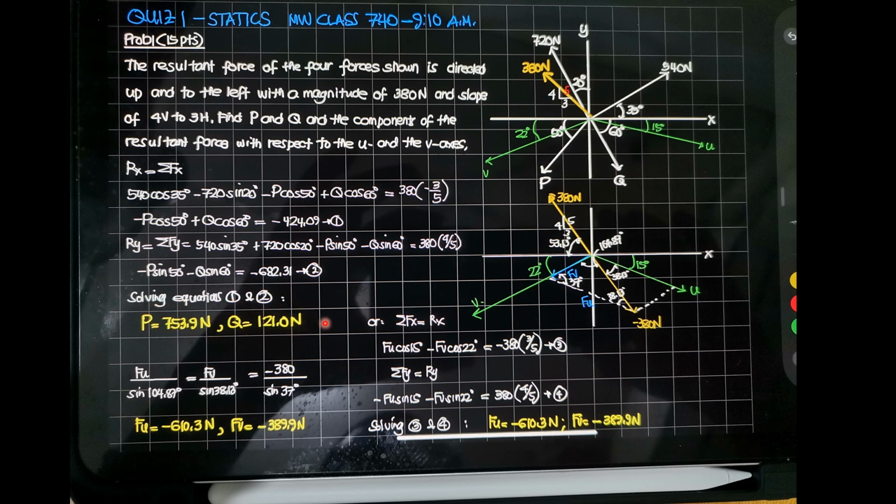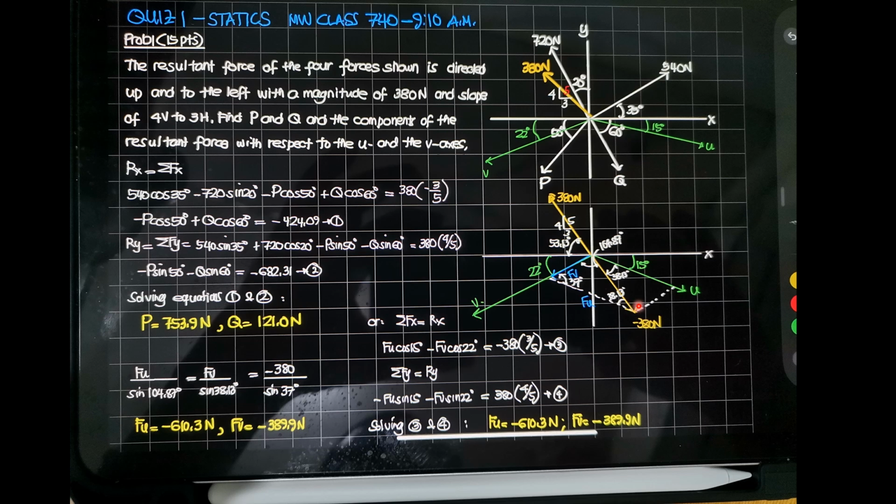Now for the second part, resolving this resultant into the U and V components. This is the u-axis, which makes 22 degrees with the horizontal, and the v-axis makes 15 degrees with that horizontal. So I'll use the negative of the resultant, which is negative 380 newtons.